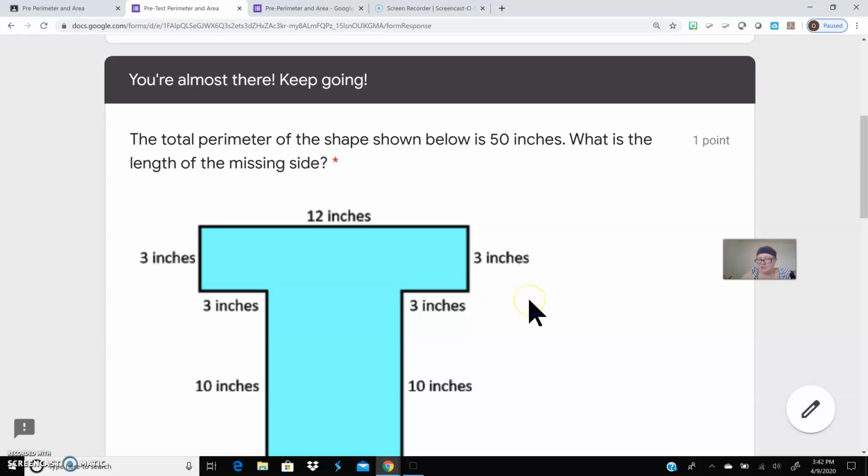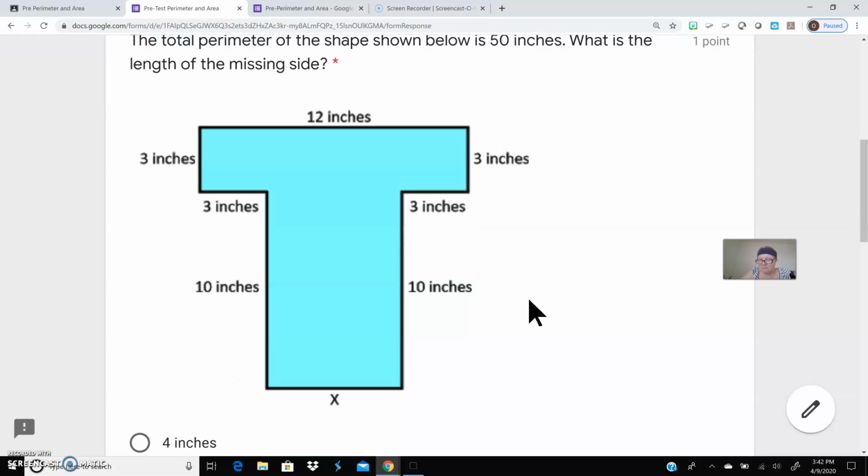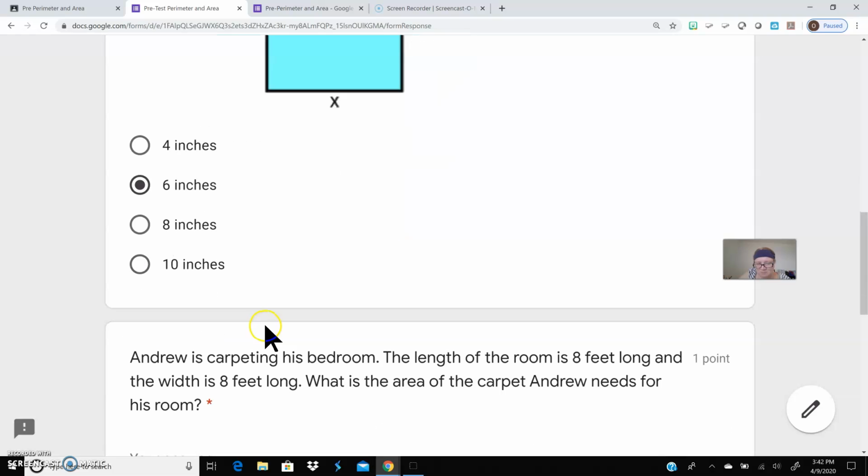Okay, the total perimeter of the shape shown below is 500 inches. What is the length of the missing side? Okay, so looking at this, I need to find some similar shapes that are kind of the same or congruent. So the first thing I notice, couple things. I notice that if I were to put this side together with this side, that's about the same length here. So all this is this and this cut in half. So I'm going to go 3 plus 3, which is 6.